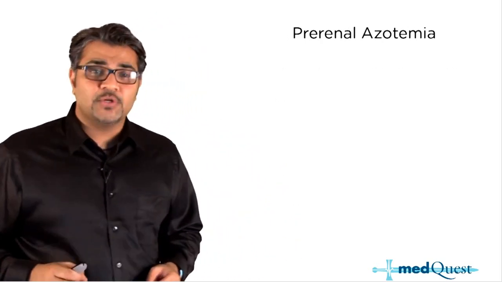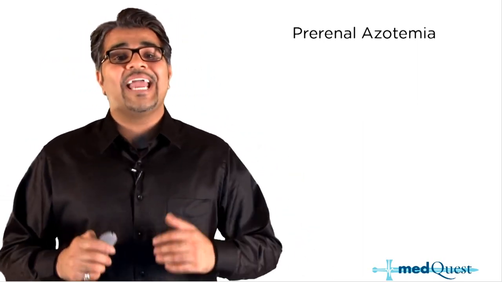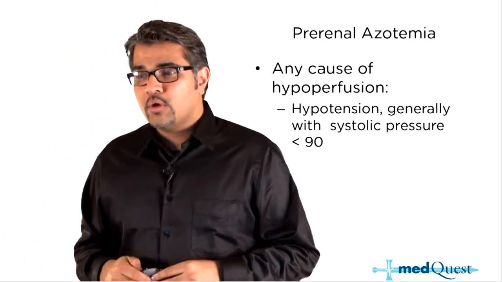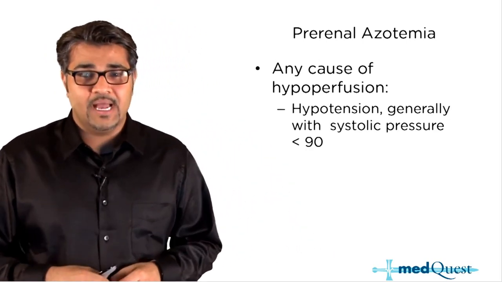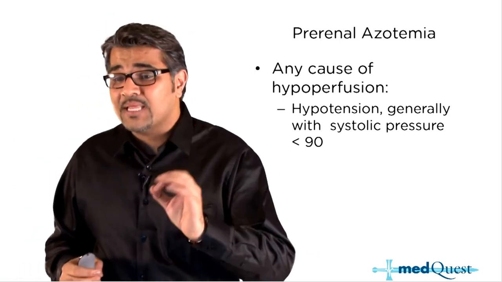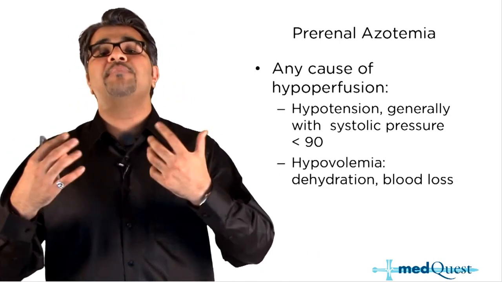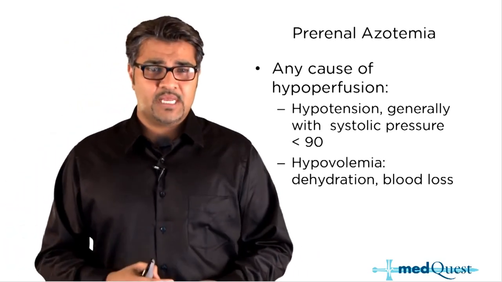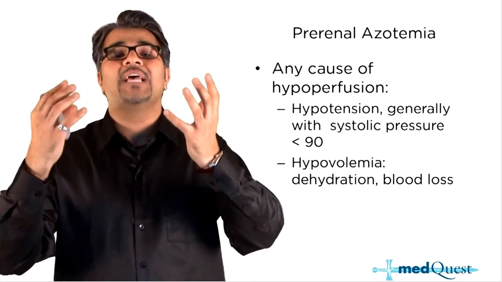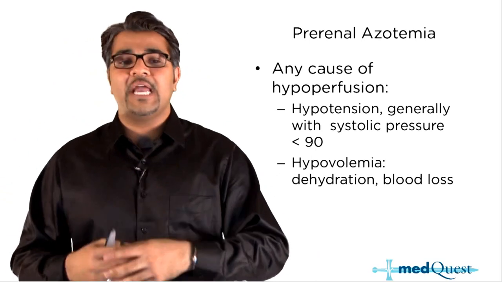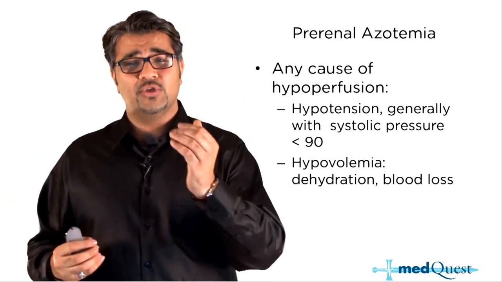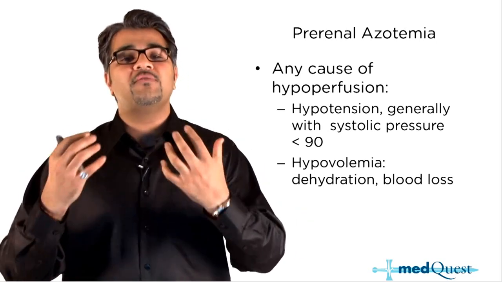Now let's talk about the first kind of renal failure, pre-renal. It's also known as pre-renal azotemia. And any cause of hypoperfusion will cause pre-renal azotemia. Hypotension, generally systolic blood pressure less than 90, or hypovolemia from dehydration or blood loss. GI bleeders can sometimes come in with pre-renal azotemia. Elderly patients who've been severely dehydrated from either infectious causes or from not having adequate water supply, such as those in nursing homes, will develop pre-renal azotemia.